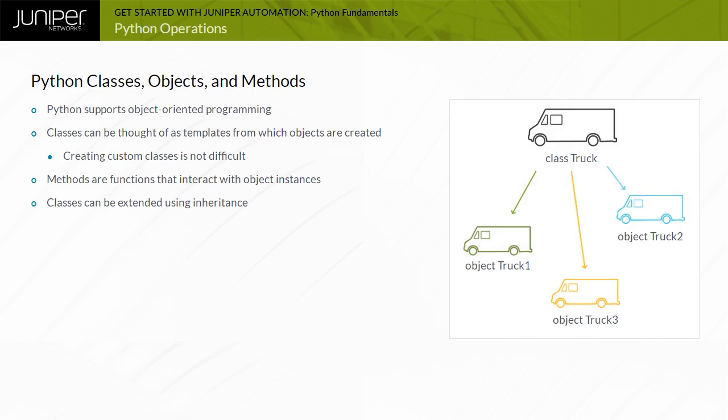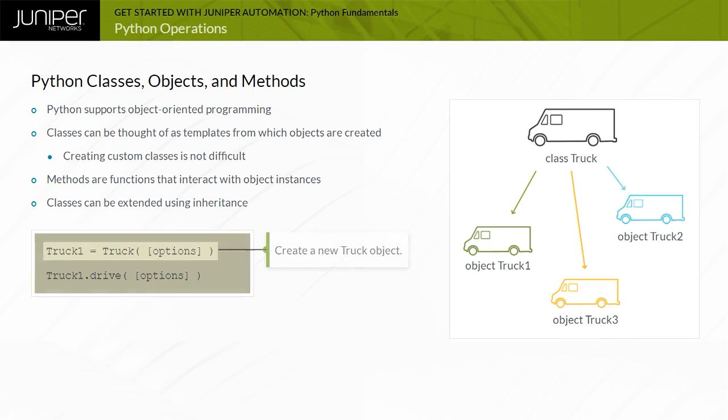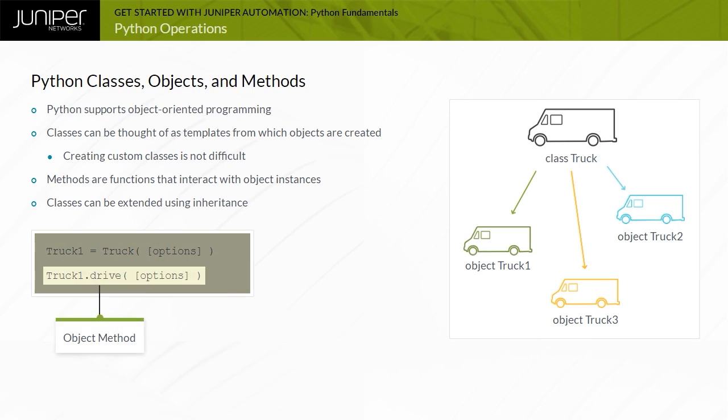You can create custom object classes using Python. But here, you use predefined object classes from existing Python libraries, like Junos PyEZ. The syntax for creating an object is shown. The truck1 equals truck creates a new instance of a truck object class and saves a reference to the new truck object to the truck1 variable. Object methods are functions that work with specific object class instances. For example, a truck object may have a drive method. The drive method can be called using truck1.drive.